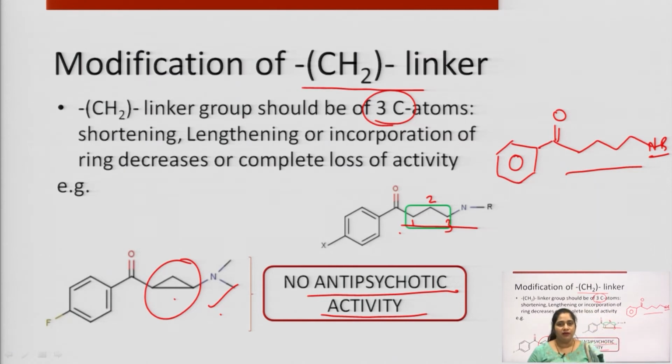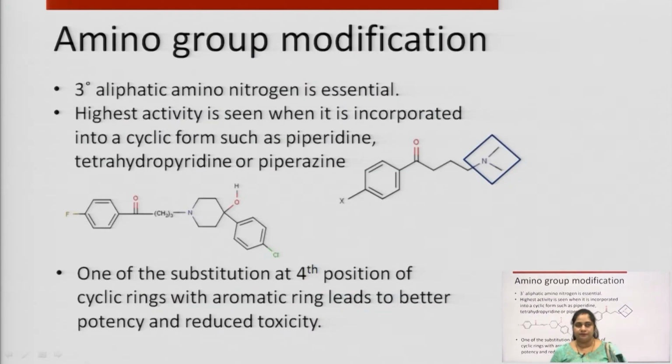So, it must be clear, like the difference between the nitrogen atom and the carbonyl group, the number of carbon atoms must be 3. It should not be increased, it should not be decreased, it should not be altered into any ring. In any of the cases, that will decrease the activity and also abolish the antipsychotic activity of the compounds. Further, amino group modifications.